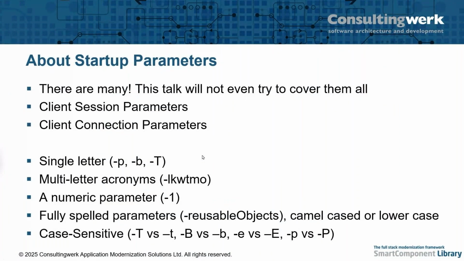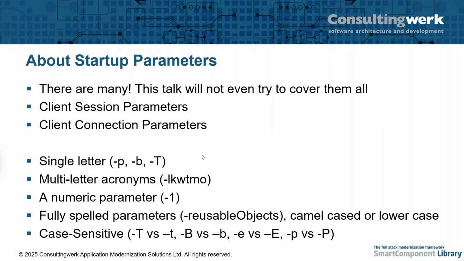Yeah, so when we look at the parameters, just some basic facts and also a little bit of confusion about the semantics of them, or well, the naming of them. They're parameters that are a single letter: minus P, minus B, minus capital T. It's probably very common ones. They're multi-letter acronyms: LKW, TMO. It's a lock wait timeout. -1 is the only numeric parameter, and then in more recent versions, they're fully spelled parameters like reusable objects.